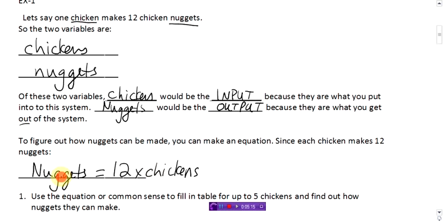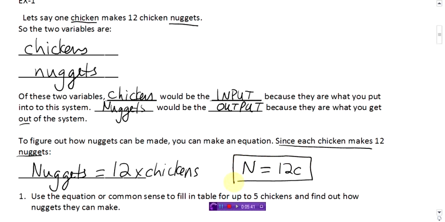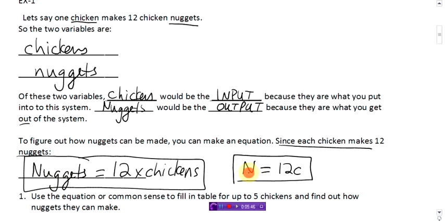We can rewrite this a different way. Instead of writing nuggets and chickens, we can call nuggets some variable. Let's call it n for nuggets. 12 is there, and chickens, just call it c. No one does the times anymore, just put 12c like this. So this would be our formula, or if you like to write out long words, you can use that. This is our formula for the nuggets and the chickens.